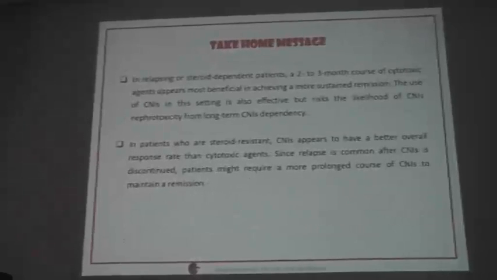And in relapsing or steroid dependent patients, 2 to 3 months extra of cytotoxic agents like cyclosporin, tacrolimus or MMF can be given, or if there is a contraindication to both, they can benefit from this medication. And in patients who are steroid resistant, CNI appears to have a better overall response rate than the other cytotoxic agents. And since relapse is common after CNI, it should be discontinued in patients suffering from glomerulosclerosis or other toxicities like hyperkalemia and decline in the GFR.